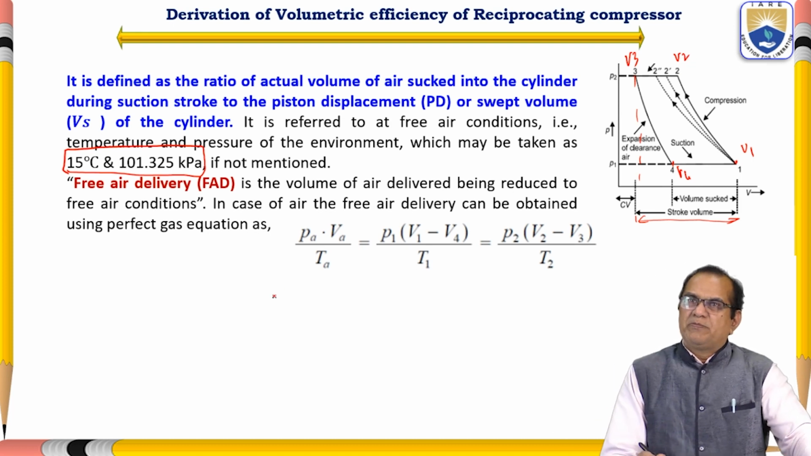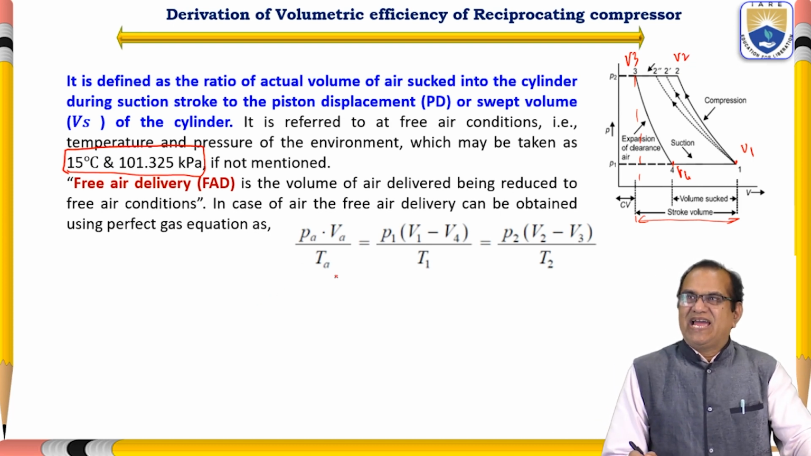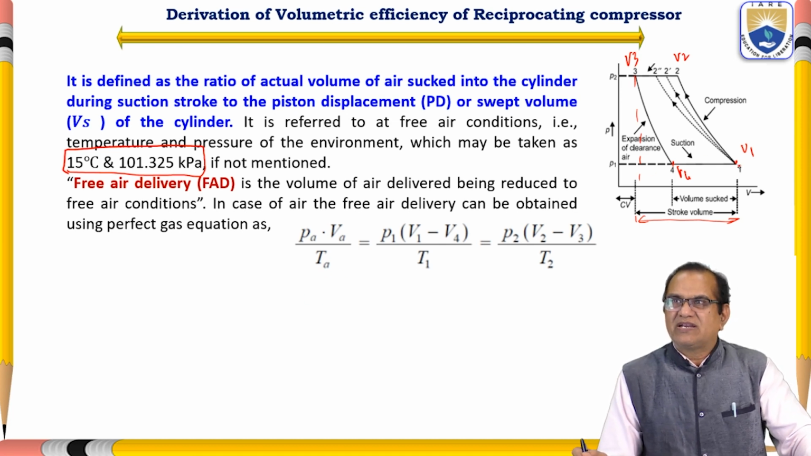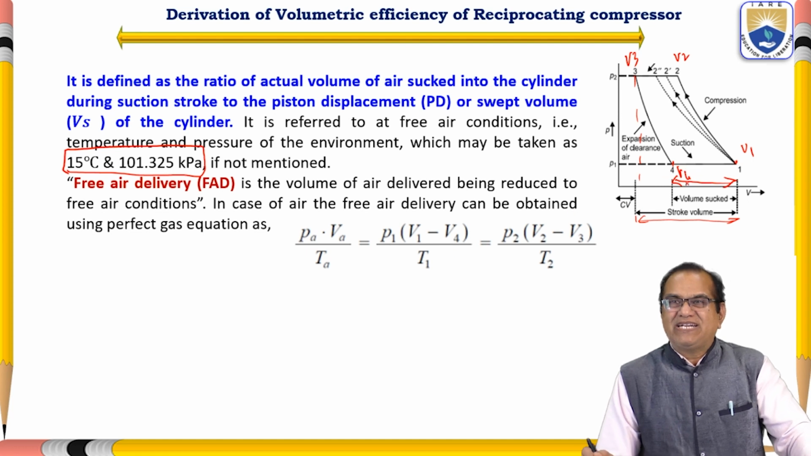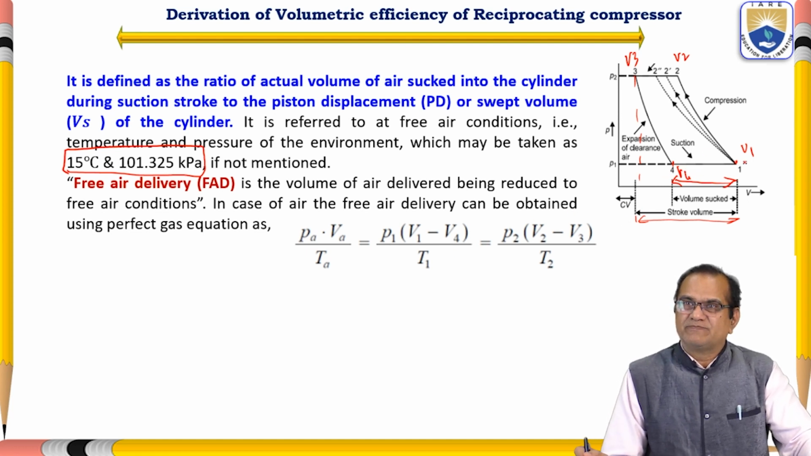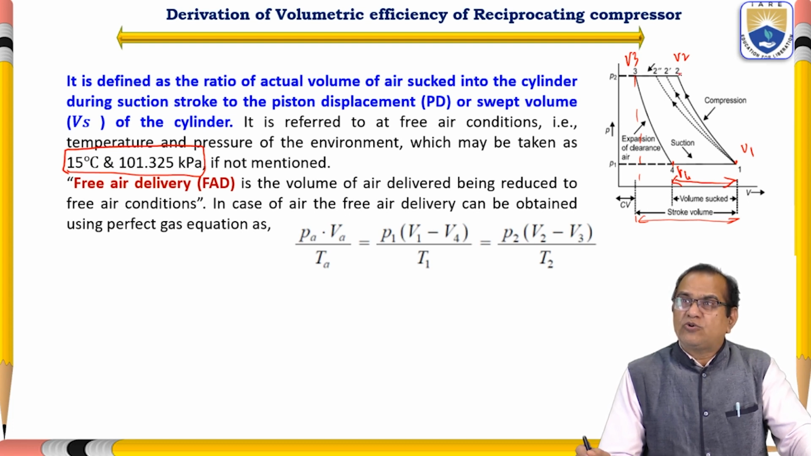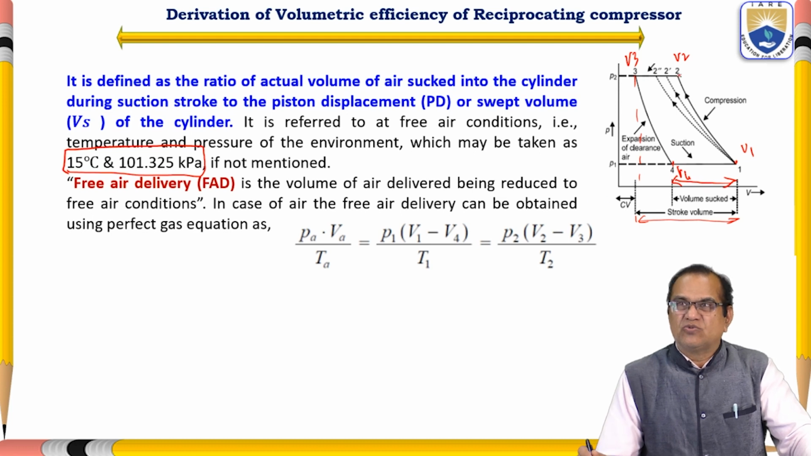So PA VA by TA at atmospheric condition is equal to P1 (V1 minus V4) divided by T1, only from here to here it is V1 minus V4. That is the state 1. Now for the state 2, P2 (V2 minus V3) divided by T2. This is the state 2 and this is the state 1.